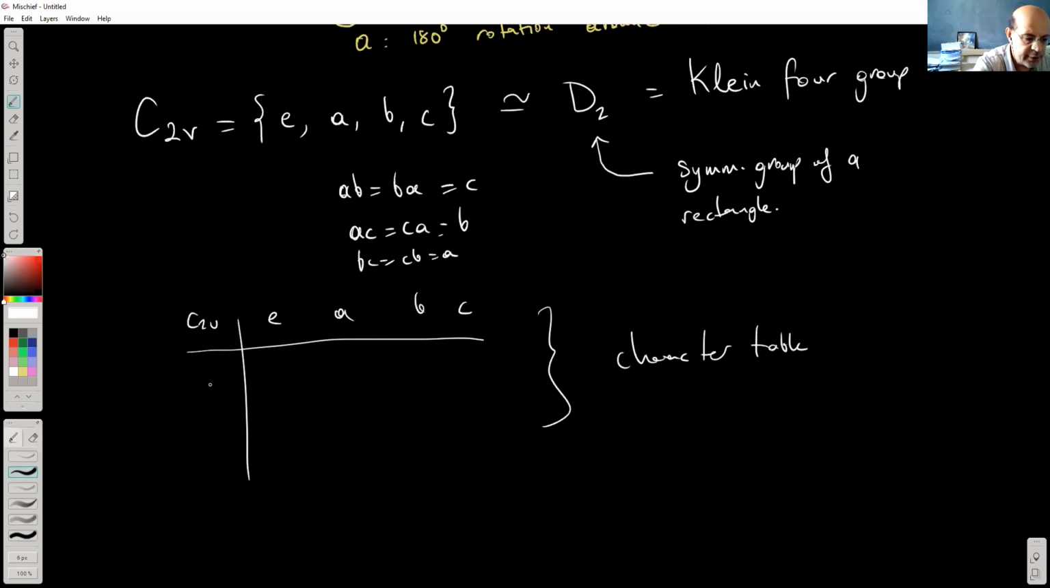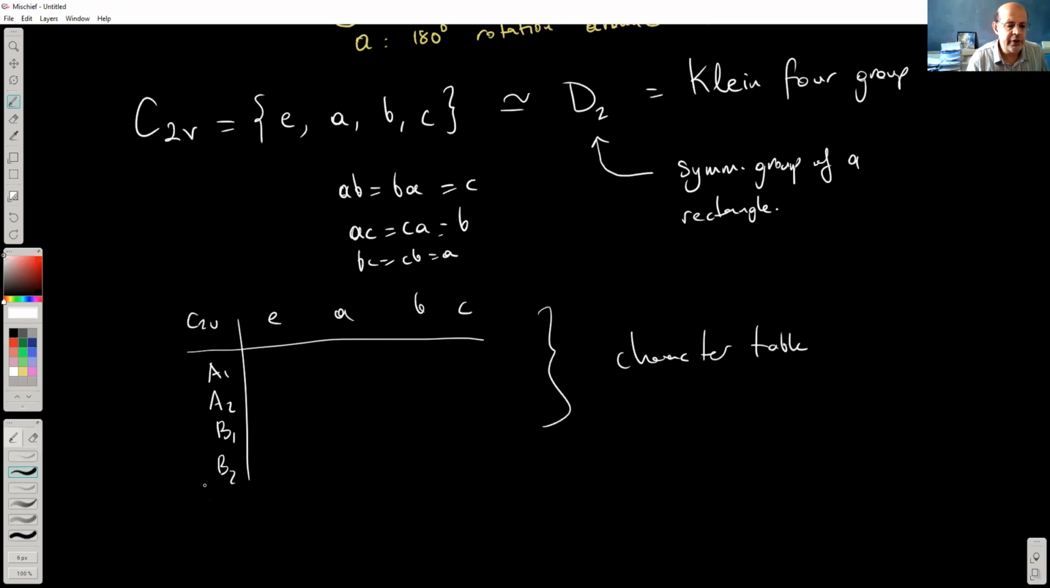Here people are using some specific notation. They just call the representations A1, A2, B1, B2. There's some historical reason for why these letters are chosen. I think there is a paper in the 1930s that listed all of the physically interesting groups and their character tables, and people are using the notation in that paper. As a result, a lot of people are using the same notation.